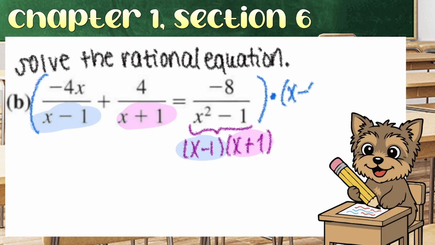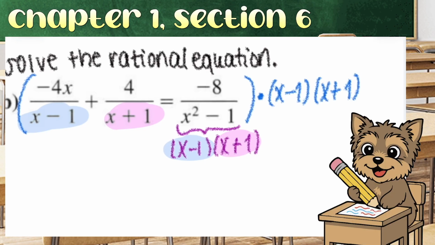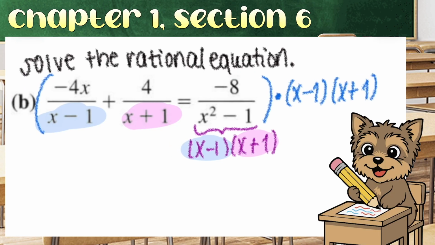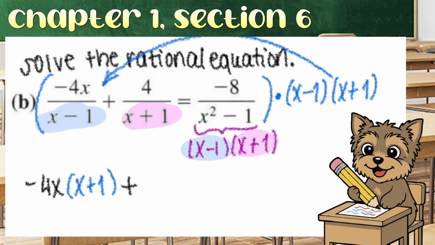So I'm going to multiply through by my lowest common denominator, which, like I said, is x minus 1 and x plus 1. Again, for the 47 bazillionth time, by multiplying through by this, I am clearing out my denominators. So right here, x minus 1's cross out. What is left? Negative 4x times the quantity of x plus 1. Then plus 4. I'm going to distribute over here, right?